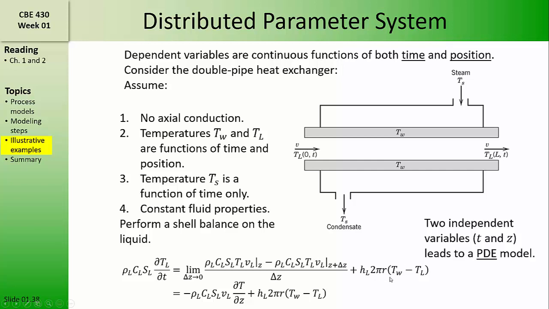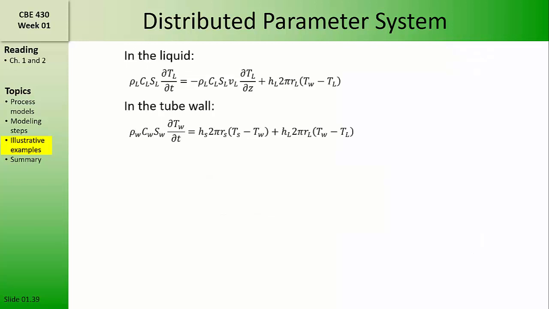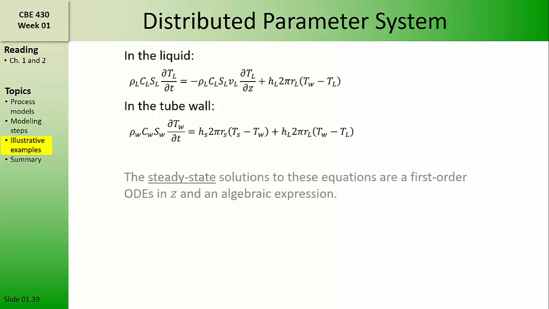Dividing this equation by delta z and taking the limit as delta z goes to 0 gives us a PDE model for the time and position dependence of the fluid temperature. Similarly, we have a PDE model for the temperature of the wall.